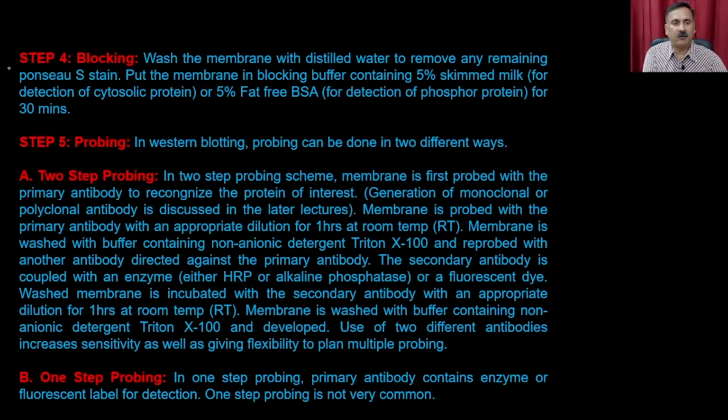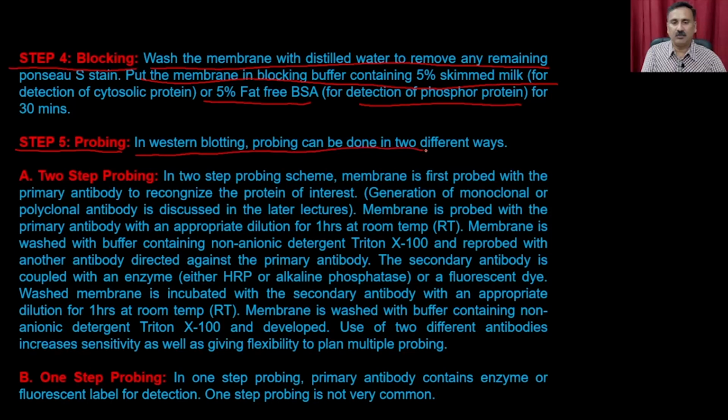Then in step 4, you're going to do the blocking. Wash the membrane with distilled water to remove any remaining Ponceau stain. Put the membrane in blocking buffer containing 5% skim milk. If you're doing Western blotting for detecting a phosphorylated protein, then you can use BSA. Then step 5, you're going to do the probing.